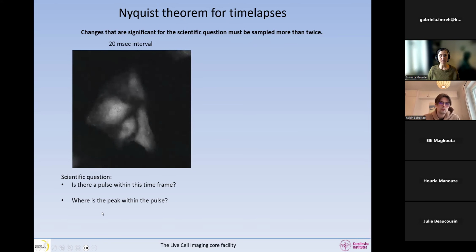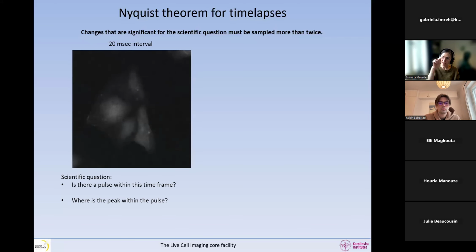So you can see in here, we have calcium imaging of cardiomyocytes that are pulsing a calcium pulse. So the scientific question is, we're imaging for whatever, 20 minutes or something like this. It's a lot shorter than 20 minutes, this one. But let's say I want to image for 20 minutes. How many pulses do I have within these 20 minutes? That would be one of the scientific questions. And then the next scientific question is, for each of the pulses, where exactly is the peak?